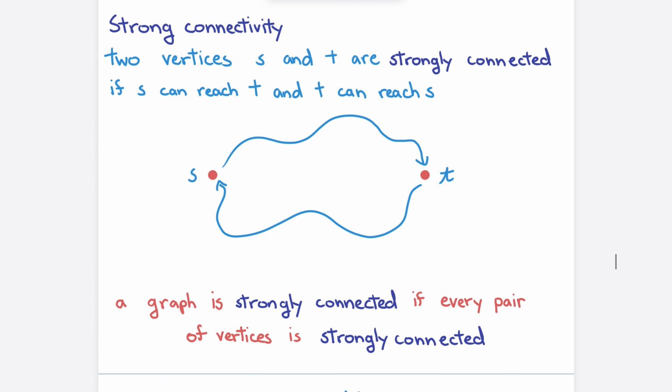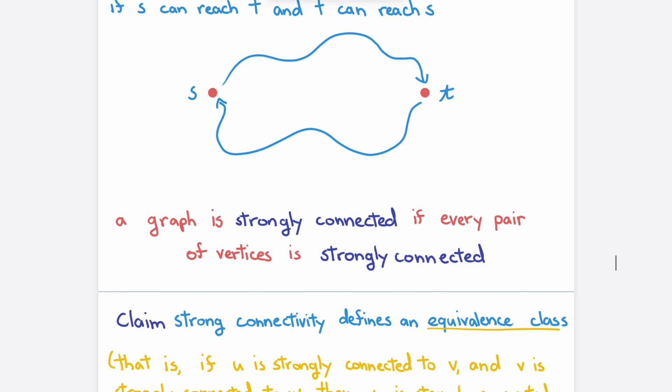Has to do with something called strongly connected components. So what we just did was for DAGs. Now let's remove that. So I'll say that two vertices are strongly connected if they can reach each other. There's a path from S to T, and there's a path from T to S. Okay? And a graph is strongly connected if every pair of vertices is strongly connected. All right, so good.